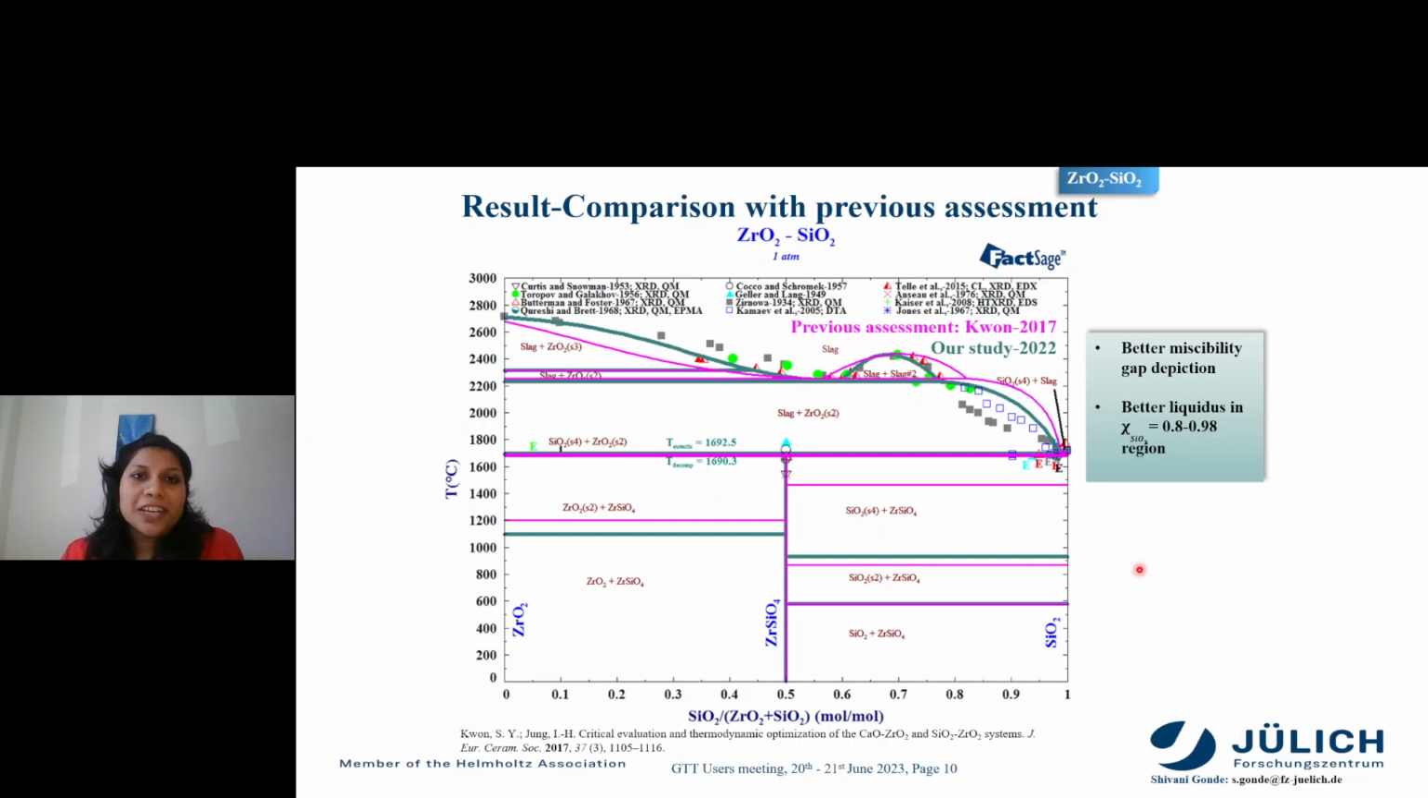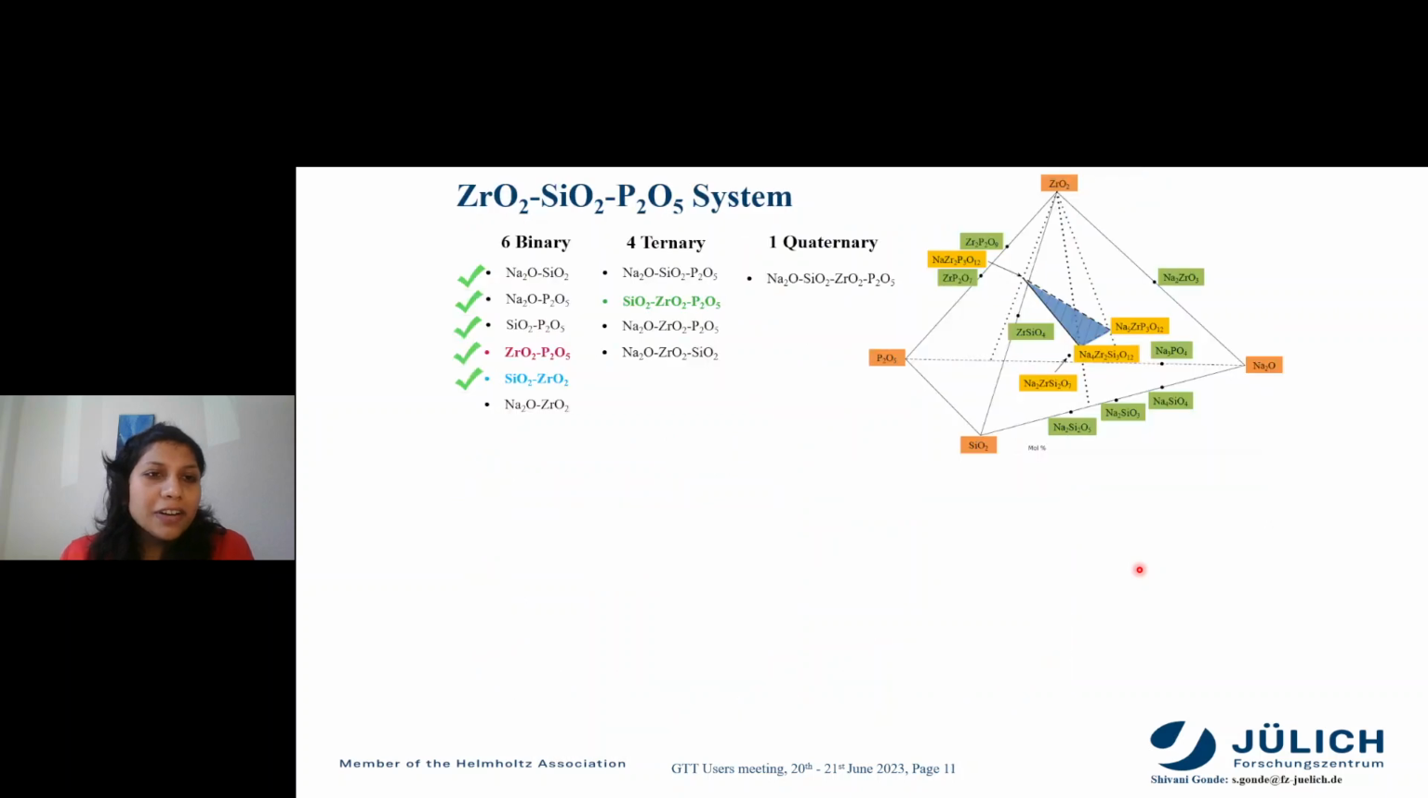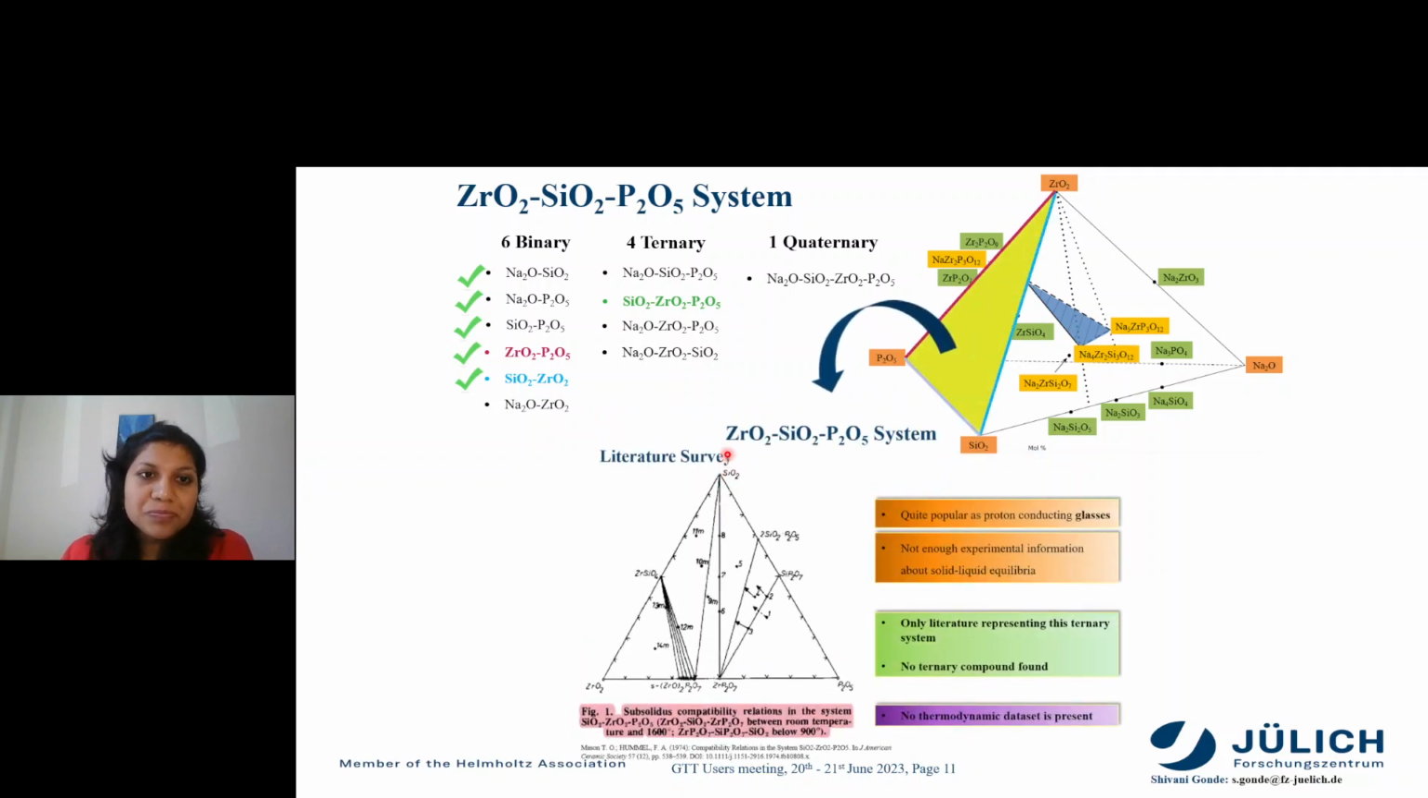In this manner, we have created a good data set for the zirconia silica system. After having the three binary systems modeled, now it's time for the ternary system. This system finds application as proton conducting glasses, and there is only one literature about the system, and it mentions subsolidus equilibria based on the experiments, and there is no ternary compound in this system, and we wanted to create a thermodynamic data set for this system.